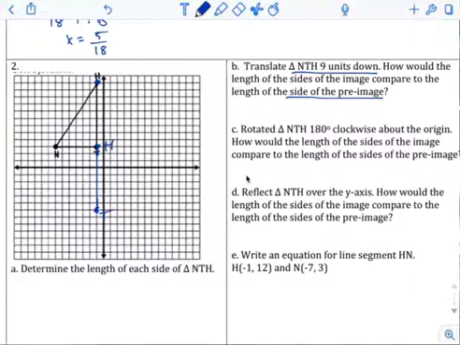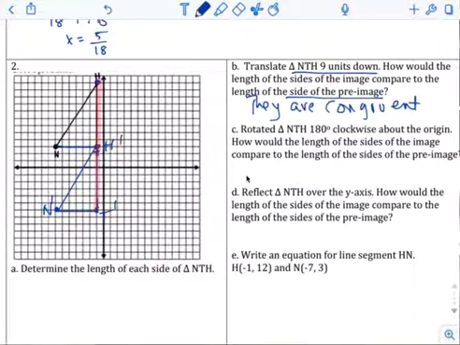And then from there it's 6 over, right? Letter N. Prime, remember the prime to show its image. How does the length of the image compare to the length of the pre-image? How does this length compare to this length? It's the exact same, right? We counted 9, 9. When they're the exact same, we call that congruent. They are congruent.